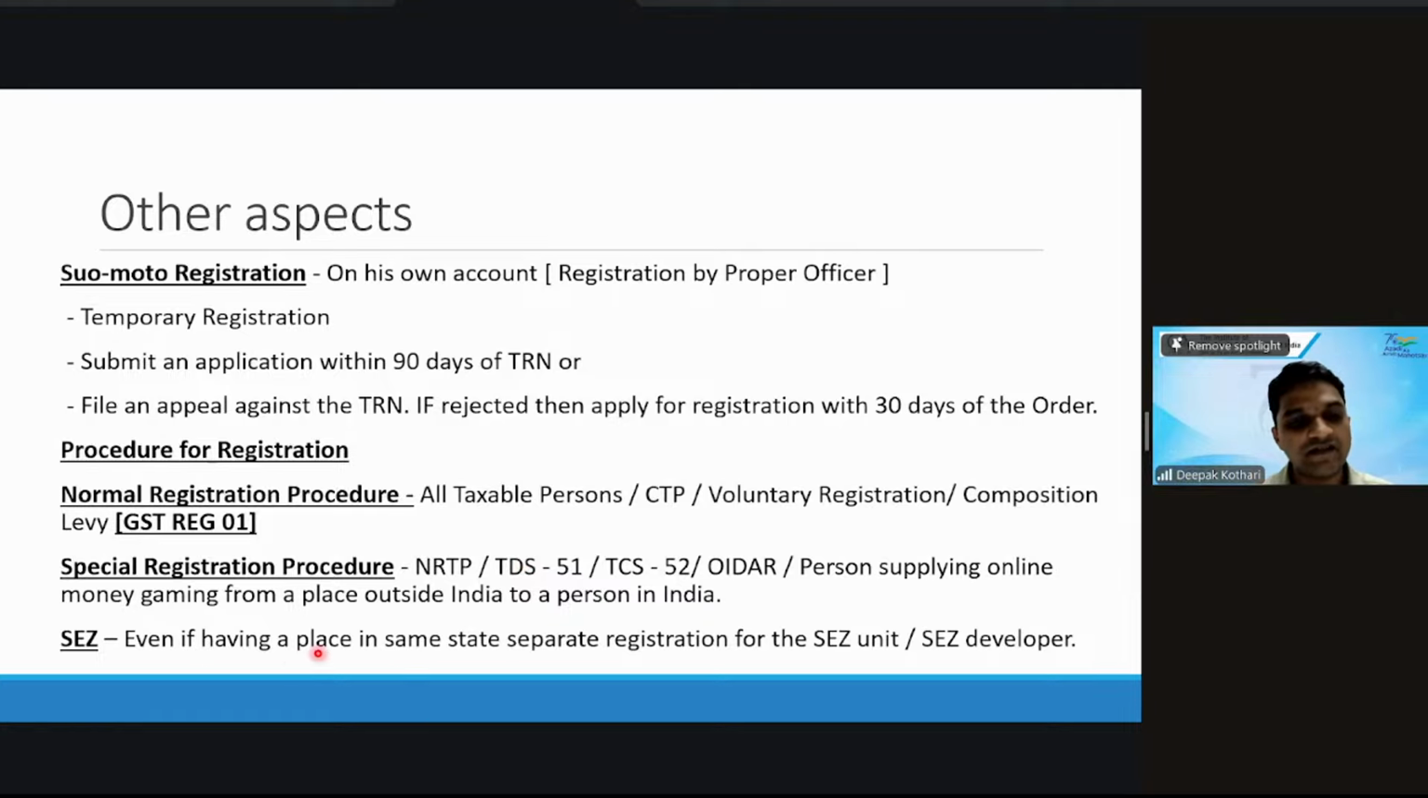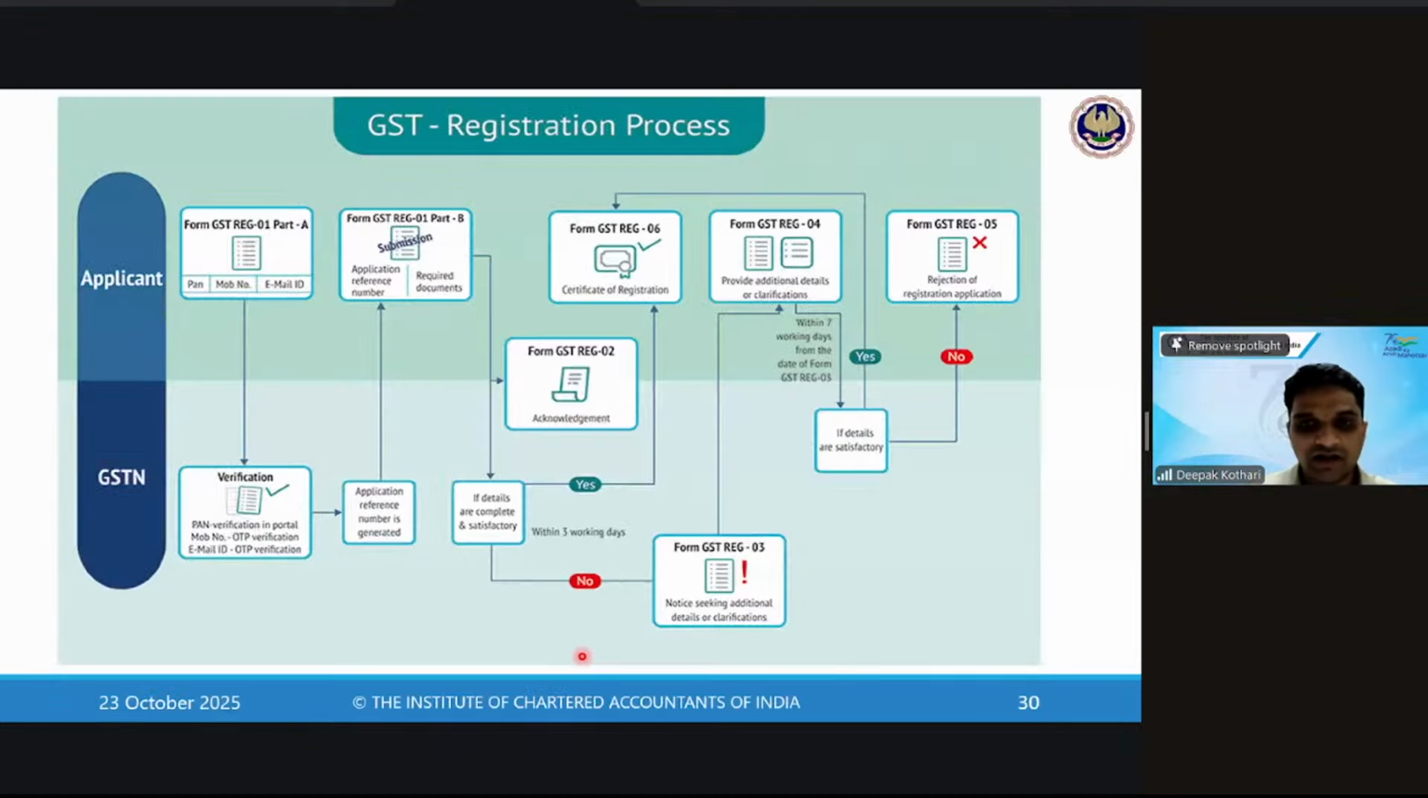SEZ, as we had discussed, even if you're having a place in the same state, take separate registration for the SEZ unit or the SEZ developer. Now, what is the registration procedure?